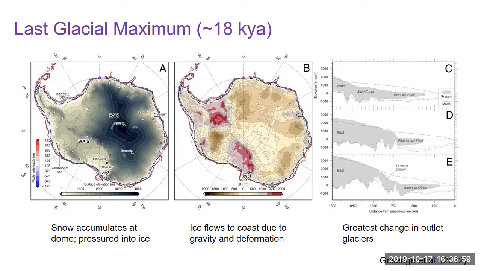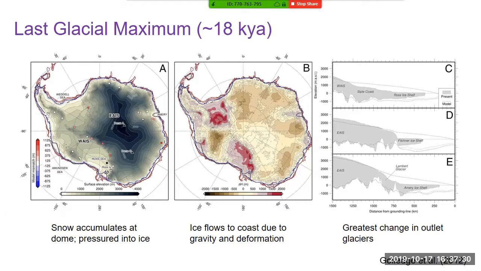And that's demonstrated in this first image, looking at modeled ice surface height or surface elevation height in Antarctica. So darker areas are areas that are higher, lighter areas are areas that are lower. So the snow accumulates at this dome and starts to be pressured into ice. Once it's pressured into the ice, it begins to plastically deform and flows downwards to the coast due to gravity. And that's demonstrated in the second image.